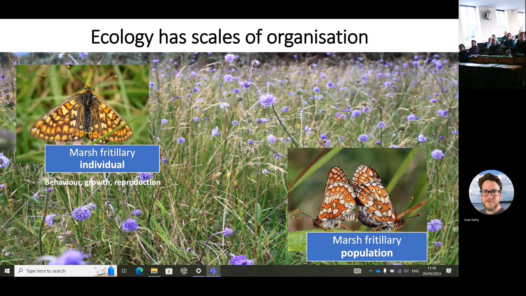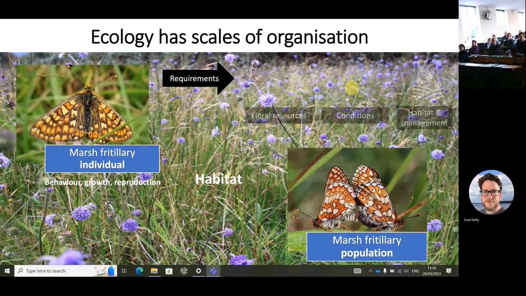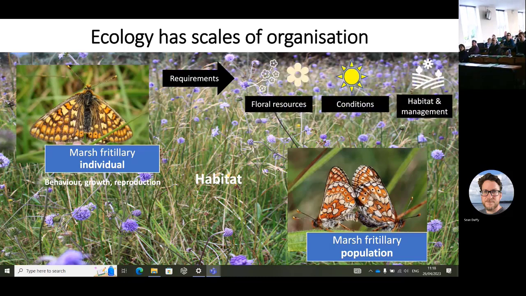So again, scales of organisation, we have the individual, we have the population. In order for them to be there, they have to have the resources or the habitat. So there's your habitat. So what do you need? Well, if you're a butterfly or a pollinator, marsh fritillaries are pollinators, they need places where they can go and collect nectar. But you're never going to see an adult butterfly with that plant together, because actually that plant is used by the larvae.